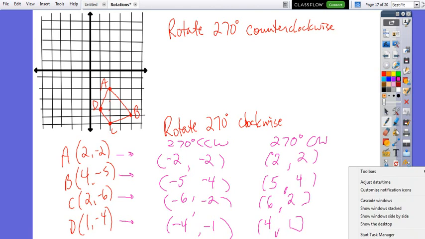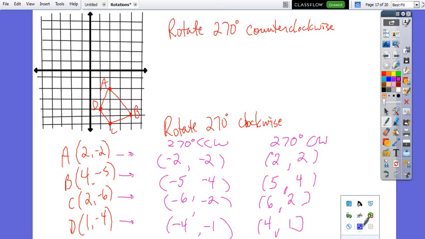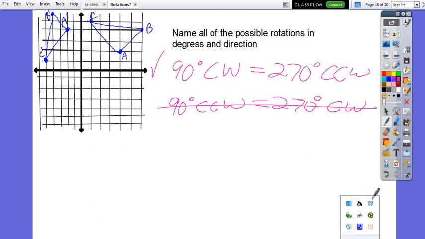For some reason, my computer is not letting me do these. So in the diagram, the two rotations that we have for this diagram are 90 degrees clockwise and 270 degrees counterclockwise. They are the same.